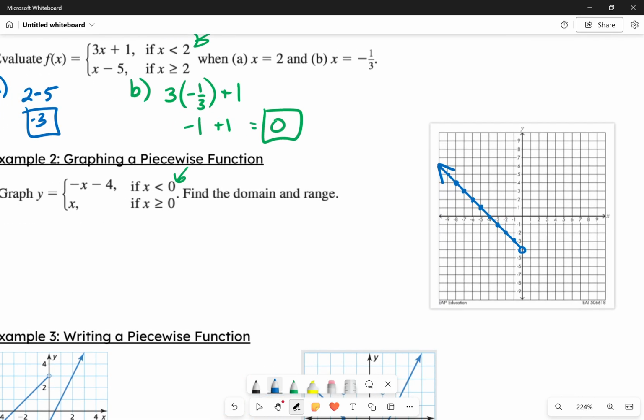The second part here is y equals x when x is greater than or equal to 0. The y-intercept on this would be 0, and it is a closed circle, and our slope is 1. So we're just going up like this.